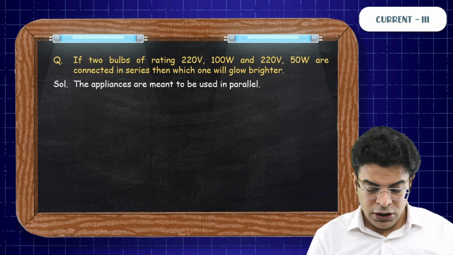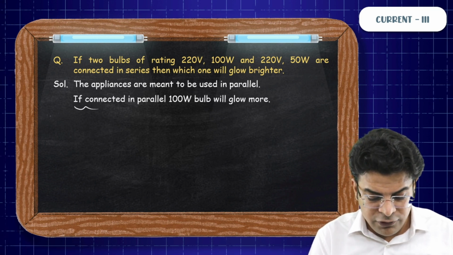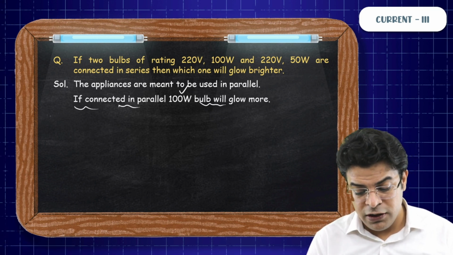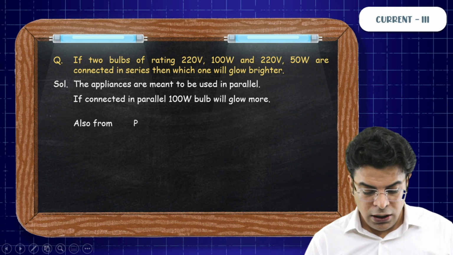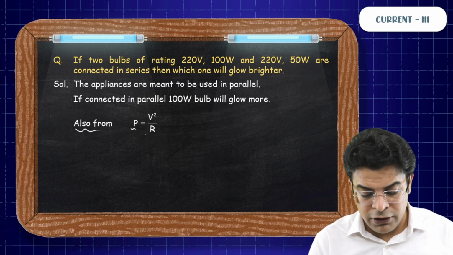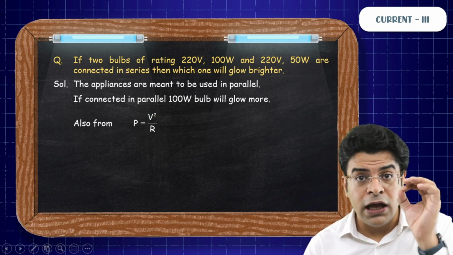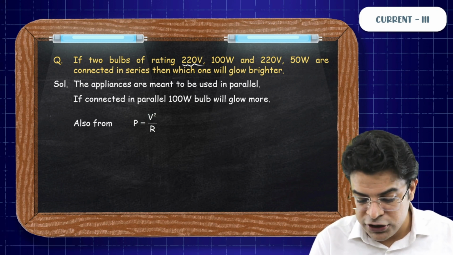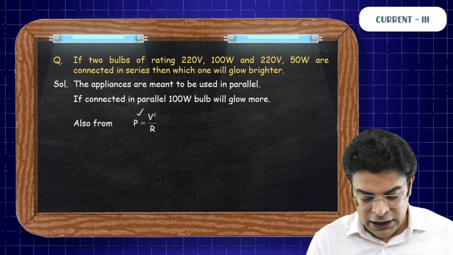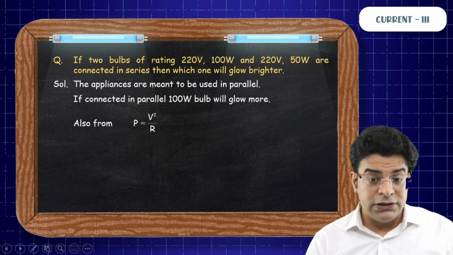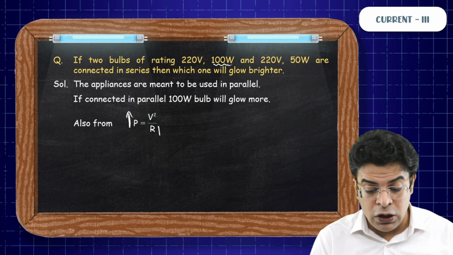Why? Let's see. So the appliances are meant to be used in parallel. That's how the company designed it. If connected in parallel, the 100 watt bulb will glow more. That's for sure because it has got more power rating. Now we also know that power equals V square by R. These devices are meant to be operated across the same potential drop of 220 volt. But some idiot connected them in series. Now you can say that as power equals V square by R, the device which has got higher power rating will have a lower resistance.